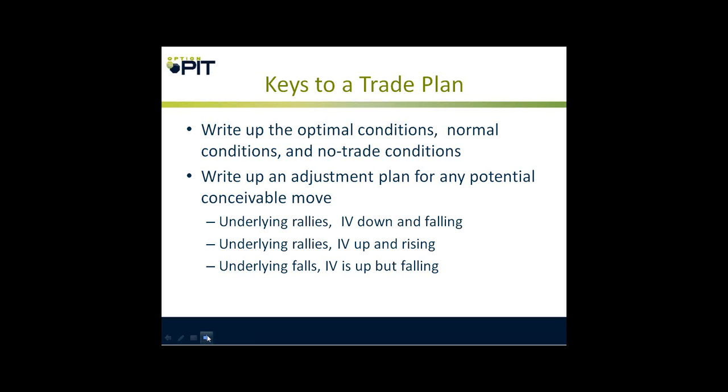Keys to a trade plan. Write up the optimal conditions, normal conditions, and no trade conditions. Write up an adjustment plan for any potential conceivable move. Underlying rallies, IV down and falling. Underlying rallies, IV up and rising. Underlying falls, IV is up but falling. There are all sorts of combinations. You should have kind of a plan for each of those.